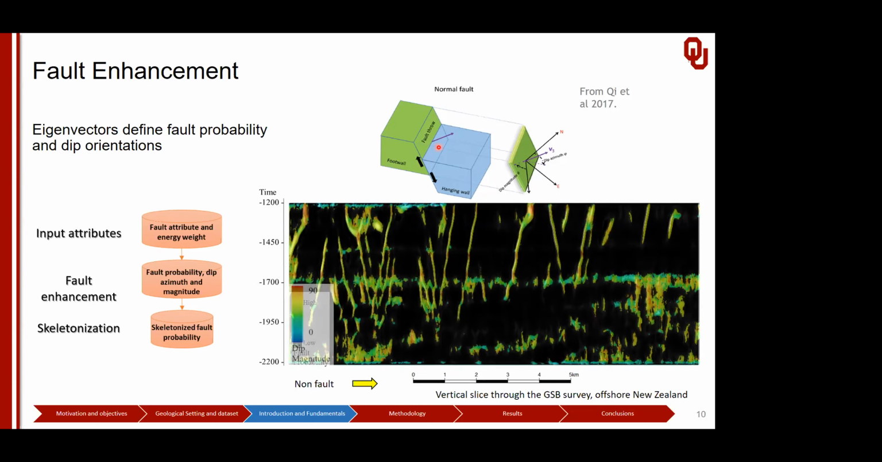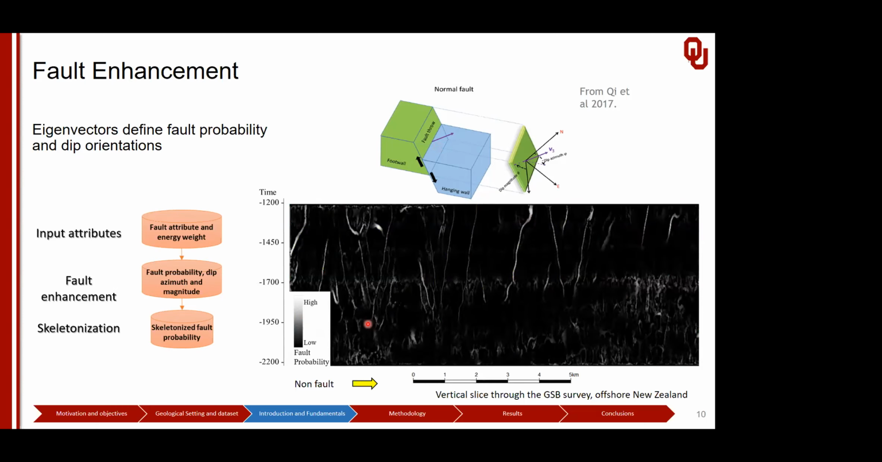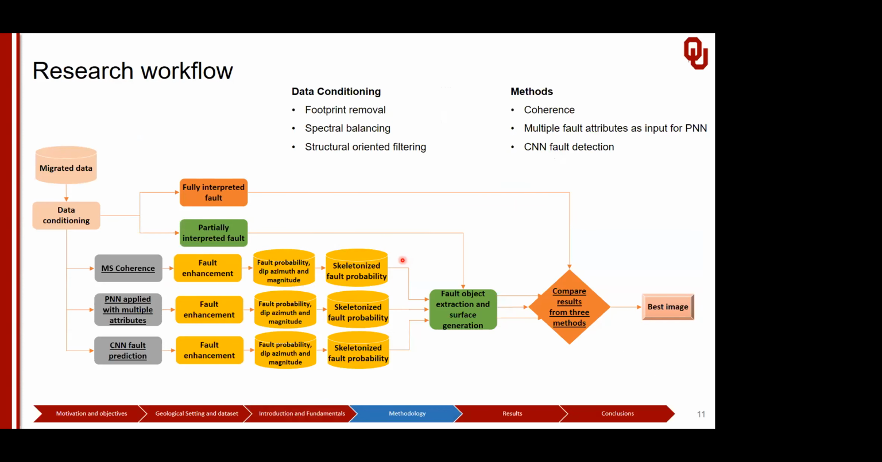This is the result. So here you can see the dip magnitude, the dip azimuth, and this is the final result, which is fault probability. Now let's move to the research, to the workflow and to the methodology. This methodology shows different colors to mark different workflow stages. So first, I employ a data conditioning process.